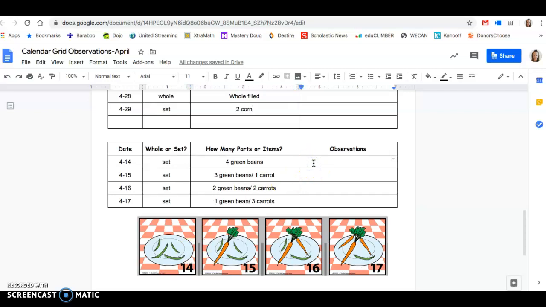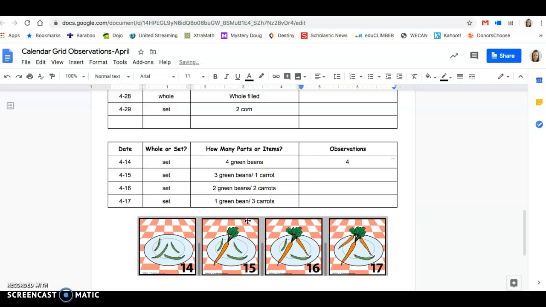So if I go back to my numerator and denominator chart that I just had up, the denominator, remember, is how many parts are in the whole set. Well, I have 1, 2, 3, 4. How many am I thinking of? Well, I'm thinking of all of the green beans because that's what I see.